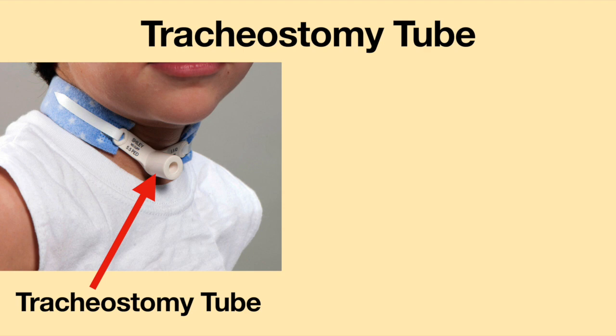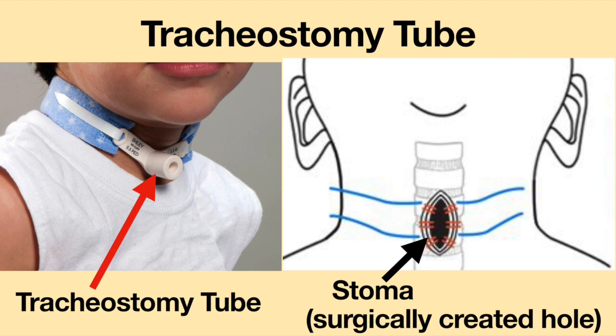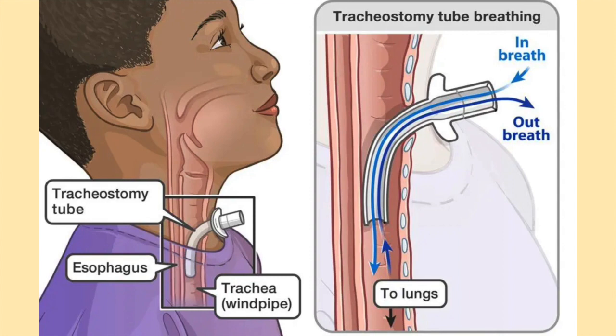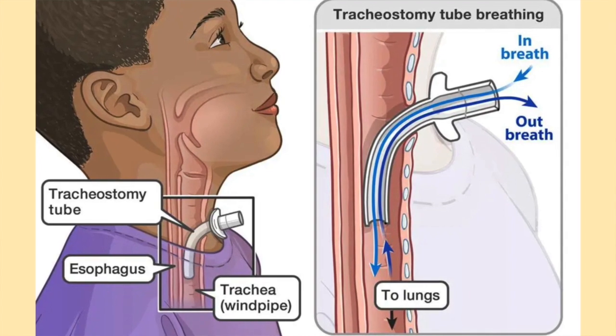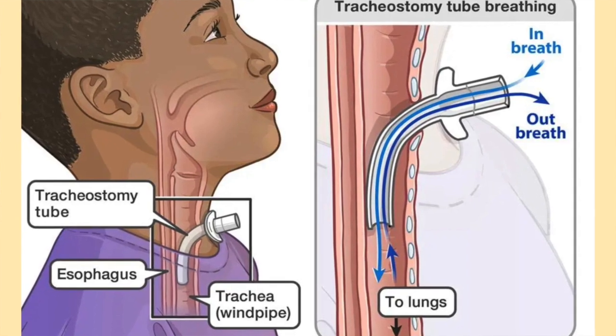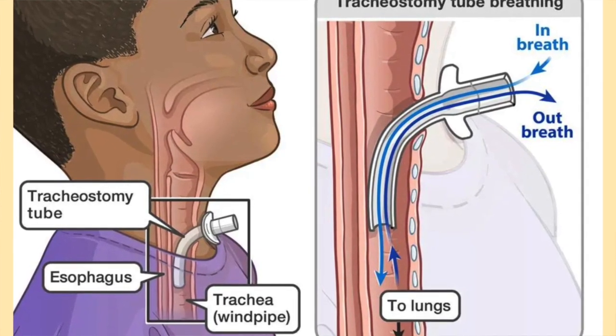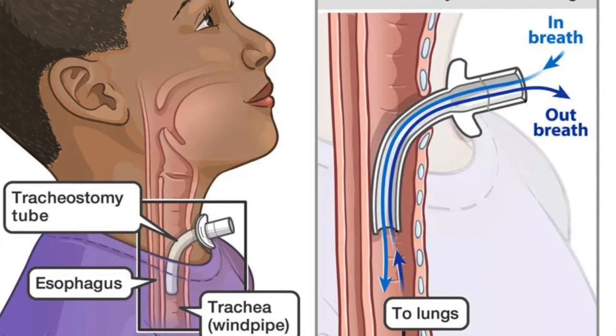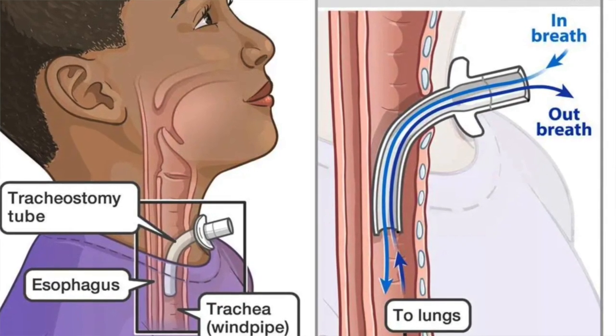A tracheostomy tube is a medical device which acts as an artificial airway. It is inserted directly into the trachea through a surgically created hole called a stoma. It is often made from silicone, polyvinyl, or metal. Breathing is done mostly through the tracheostomy tube and bypasses the upper airway. When breathing in, air travels through the tracheostomy tube and down to the lungs. When breathing out, air travels from the lungs up the respiratory tract and out the tracheostomy tube.